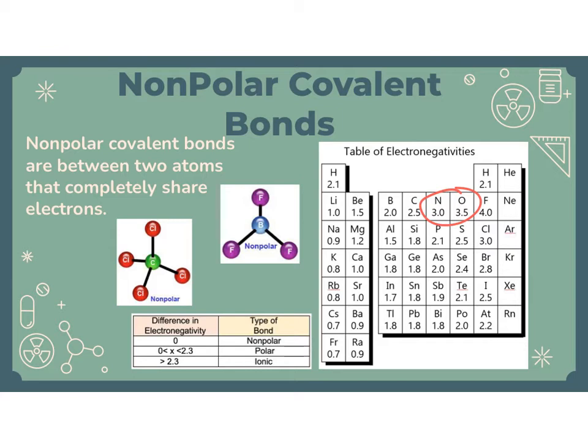So if the difference is anywhere between 0 and 2.3, then we're going to say that that bond is polar. The electrons are not shared equally. If there is no difference in electronegativity, then of course both atoms are going to share electrons equally, and it won't be polar at all. It won't have a plus or a minus end at all. All right.